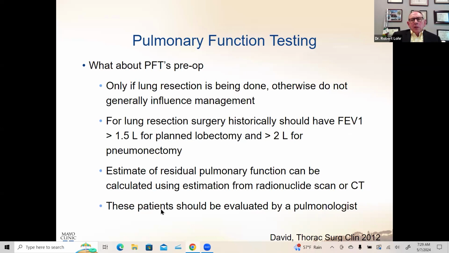Now, we don't see these patients too often. They're usually followed by the pulmonary folks. And so we don't have to make these decisions. But the point of this is that the patient with COPD or asthma who is clinically well or clinically stable, you don't have to repeat their pulmonary function test.